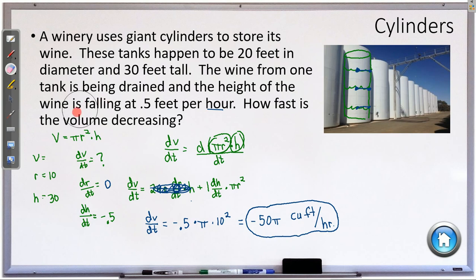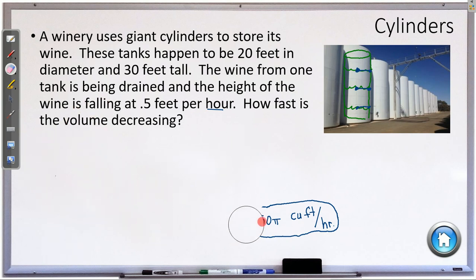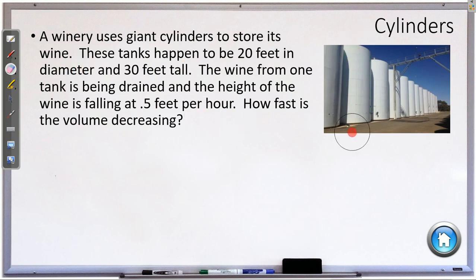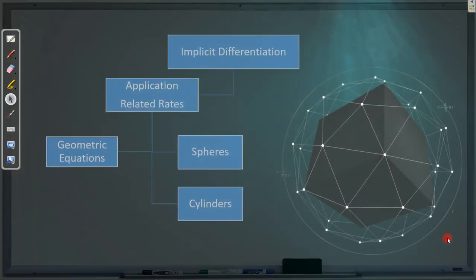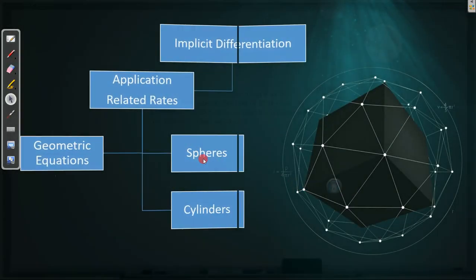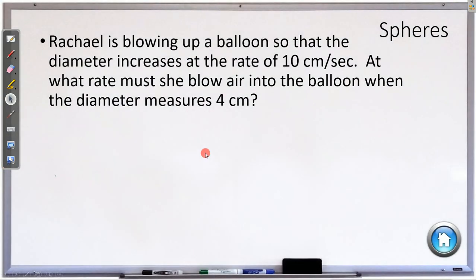So that's cylinders. Let's do one more. Let's do spheres. And I gotta tell you, spheres are much easier. It's kind of nice. I'll erase that as well. Spheres are much, much easier, and you'll see why here in a second. So Rachel is blowing up a balloon so that the diameter increases at a rate of 10 centimeters per second. At what rate must she blow air into the balloon when the diameter measures 4 centimeters?